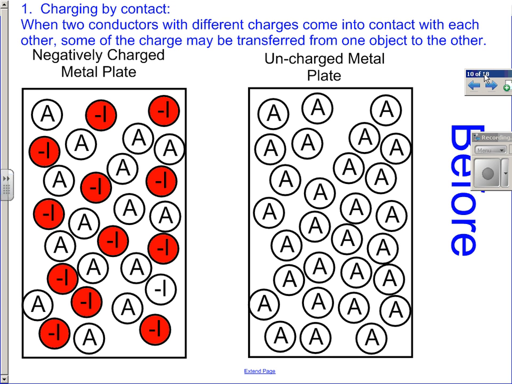So in this example, we've got a negatively charged metal plate and an uncharged metal plate. Metal's important here because it's a conductor. Notice the plate on the left has all these negative ions. Some of the atoms have extra electrons, right? Anyway, so let's make it so that they touch.